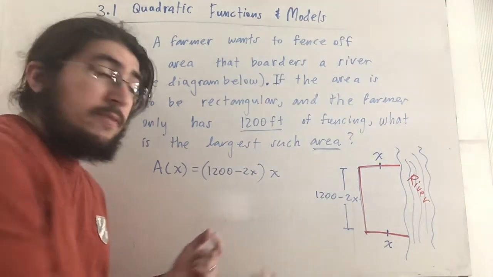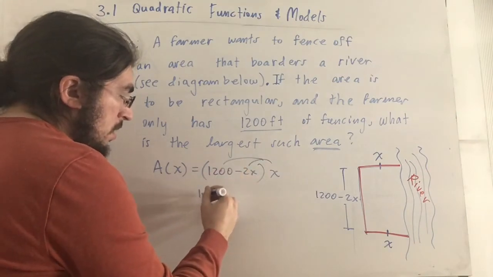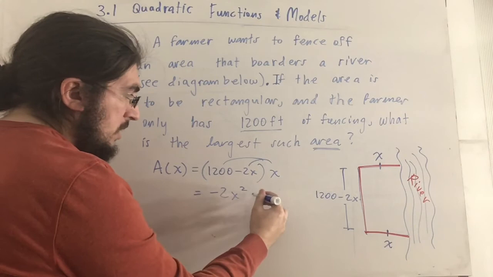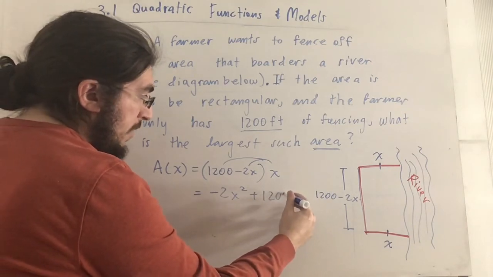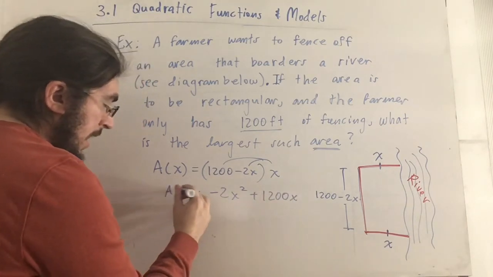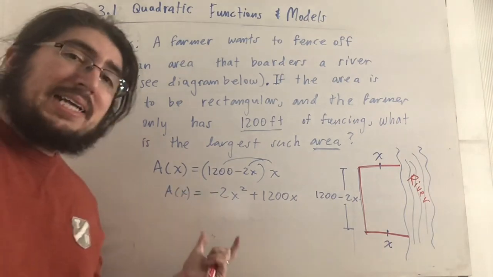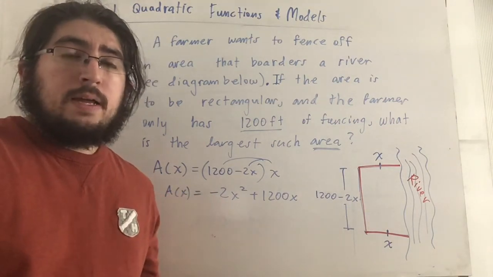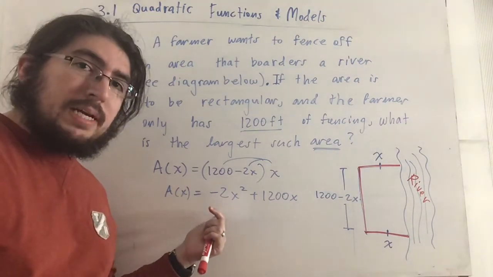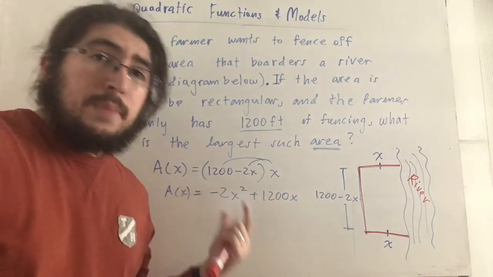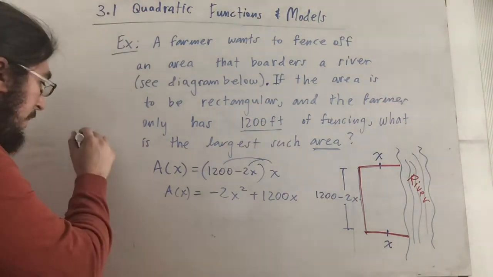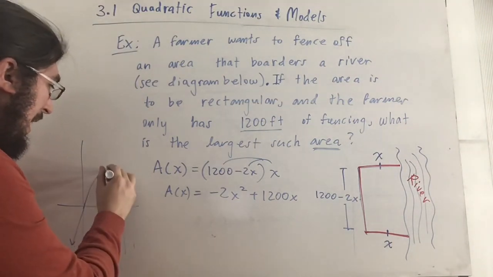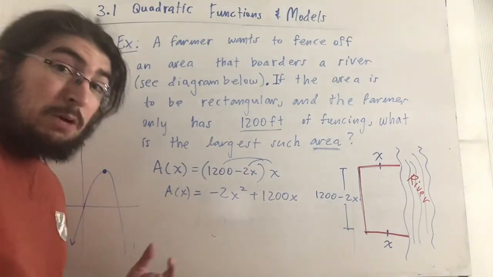And notice, after expanding this out, let me write it a little differently. In order, it's going to be negative 2x squared plus 1,200x. What you may notice about this function of x is that it's a quadratic function, meaning its graph is a parabola. And it's a facing down parabola because the leading coefficient is negative, so let's say it looks something like this, has a maximum. And what is its maximum?